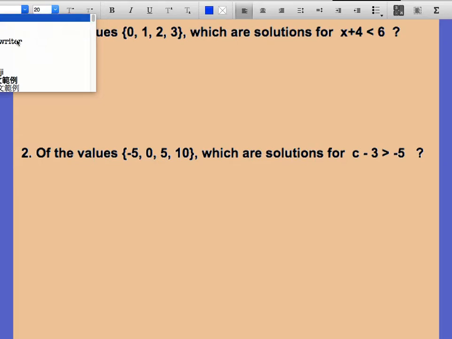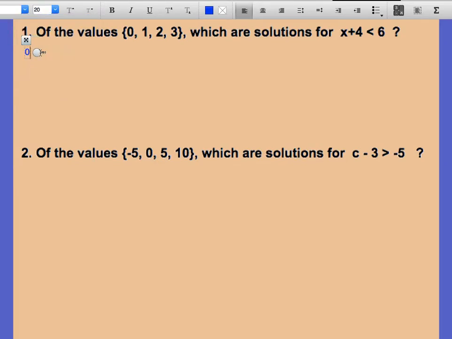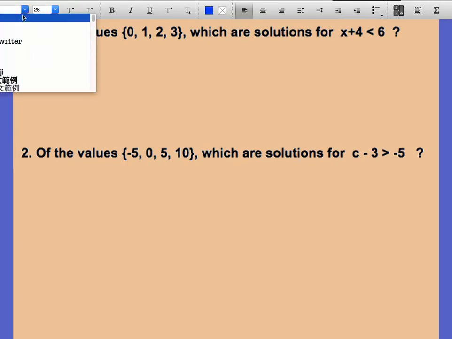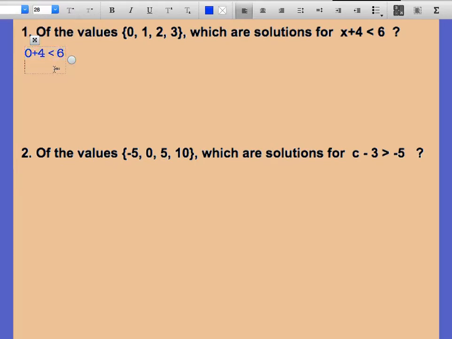And yeah, it would help if our font was a little bit better there. So 0, let's make that a little bit larger. 0 plus 4, is that less than 6? Well, when we do 0 plus 4, we get 4. Is 4 less than 6? Yes. So 0 will work.